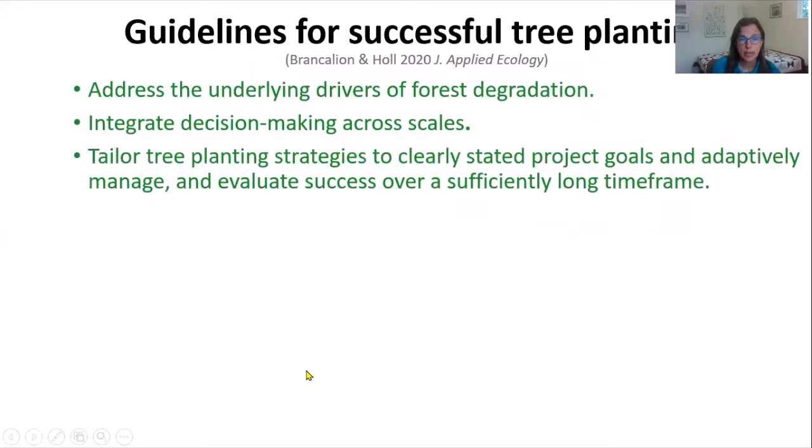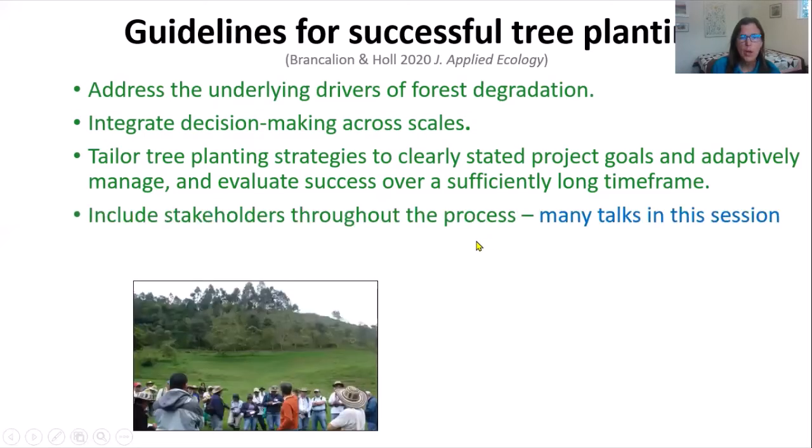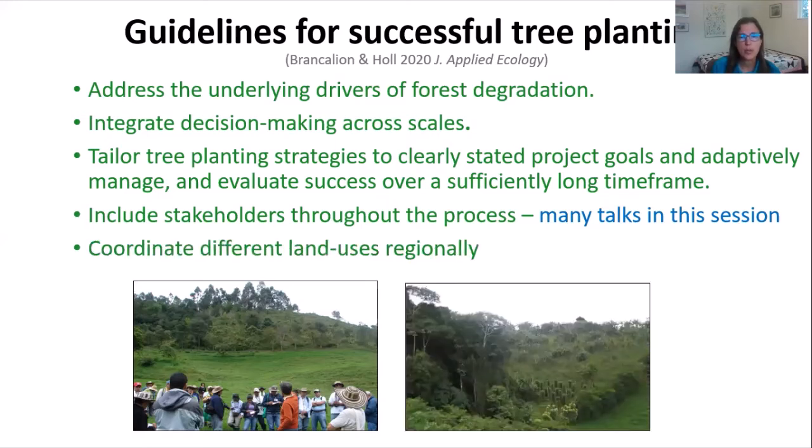We need to, as I said earlier, tailor tree planting strategies to clearly stated project goals and evaluate them over a sufficiently long time frame. We need to include stakeholders from the beginning and throughout the process if this is going to be successful. And many talks in this session will address this point. We also need to coordinate different land uses regionally so that we have areas that have forest protected, but others where the lands are used for agriculture and other uses that benefit human livelihoods.